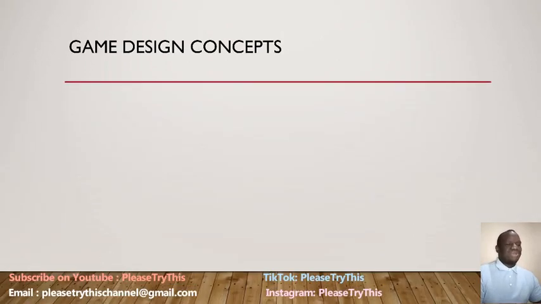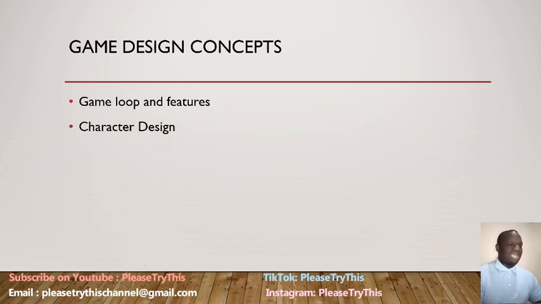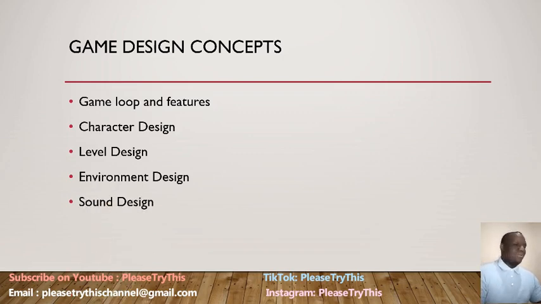The concepts which we are going to look at are the game loop and the game features. We're also going to look at the character design. We need to design our characters for our game. We're also going to look at the level design. How many levels are we going to have? We also need to look at the environment. How are they going to look like, these levels? We also need to do the sound design. We need to have the melodies for our game.